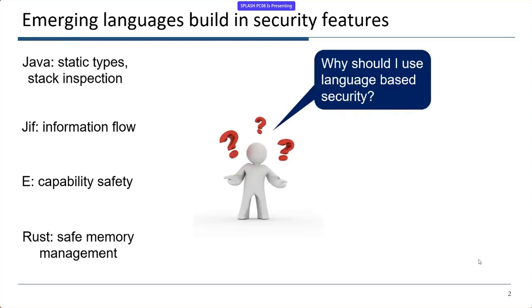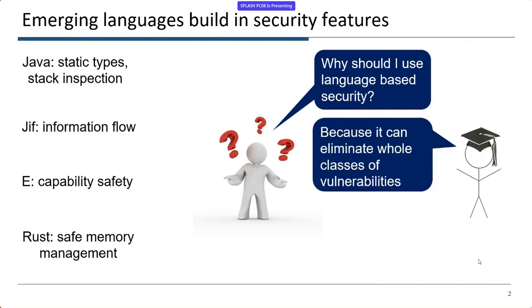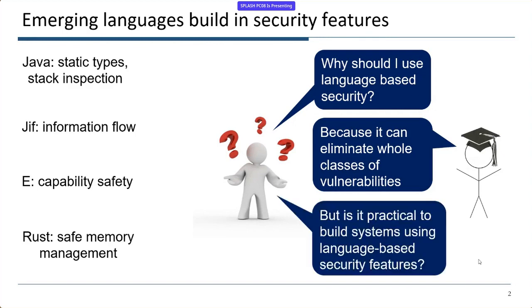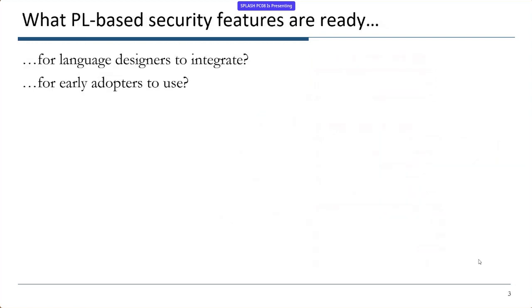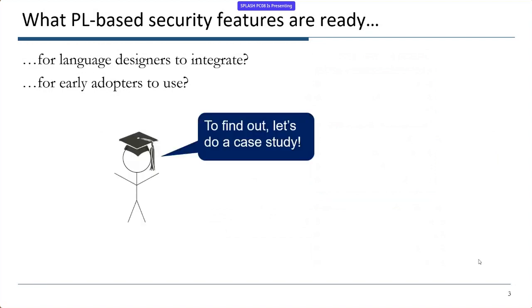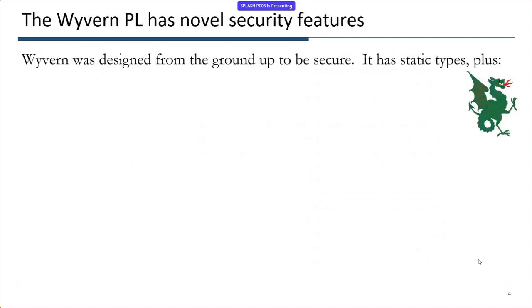A user might ask, why should I use these new language-based security features? And researchers say, well, we can eliminate whole classes of vulnerabilities. But the user might say, is it practical to build systems using these new kinds of features? So I think it's important to step back and look at these. I can't answer all those questions, but I can start to work on an answer towards some of them. We want to think about what kinds of programming language-based security features are ready for language designers to integrate and maybe for early adopters to use. So to find out, let's do a case study.